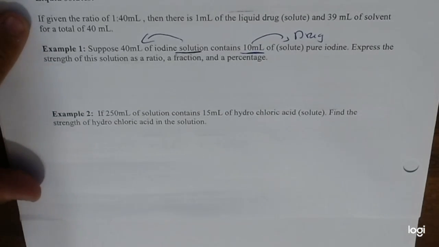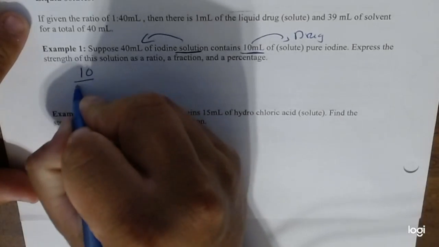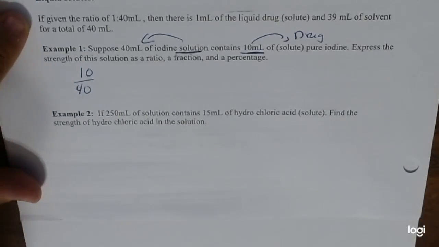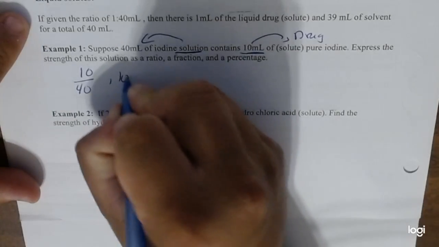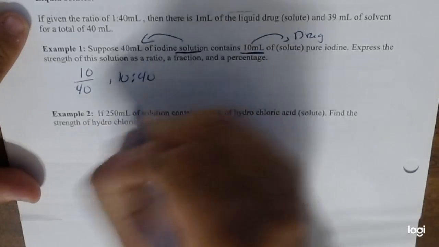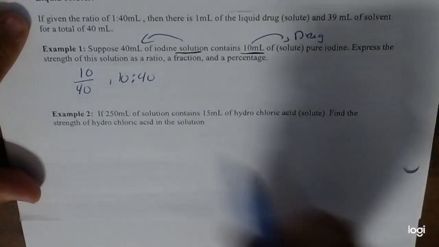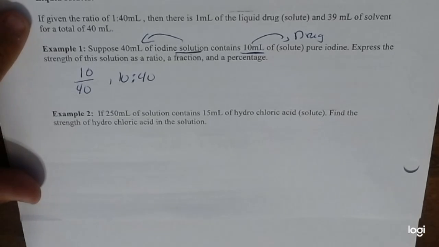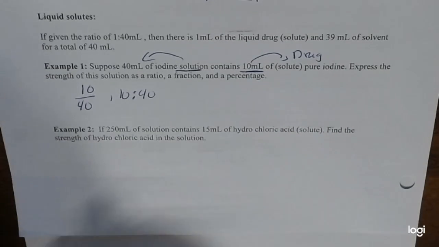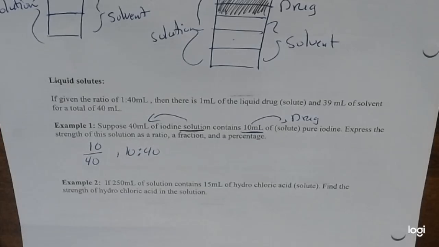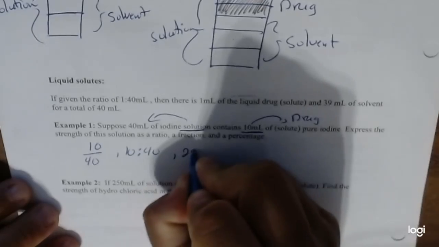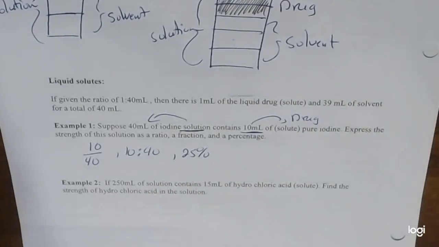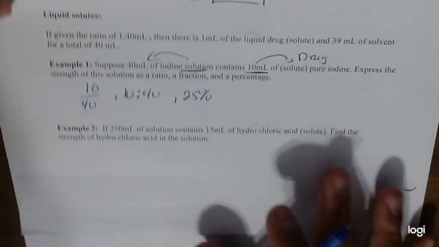The easiest way is probably the fraction format, which is 10 over 40. The other one is 10 to 40. And you can divide this if you want, right? You could say 1/4 if you like. It's perfectly fine. And then for the percentage, you just divide, right? So 10 goes into 40, 0.25 times 100 is 25%. So the percent is 25%. Okay.